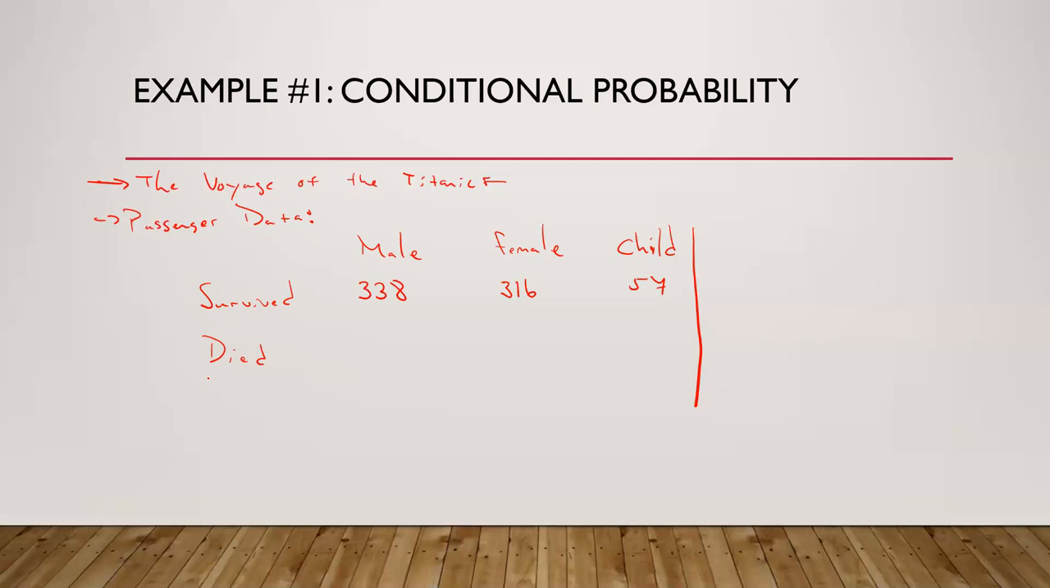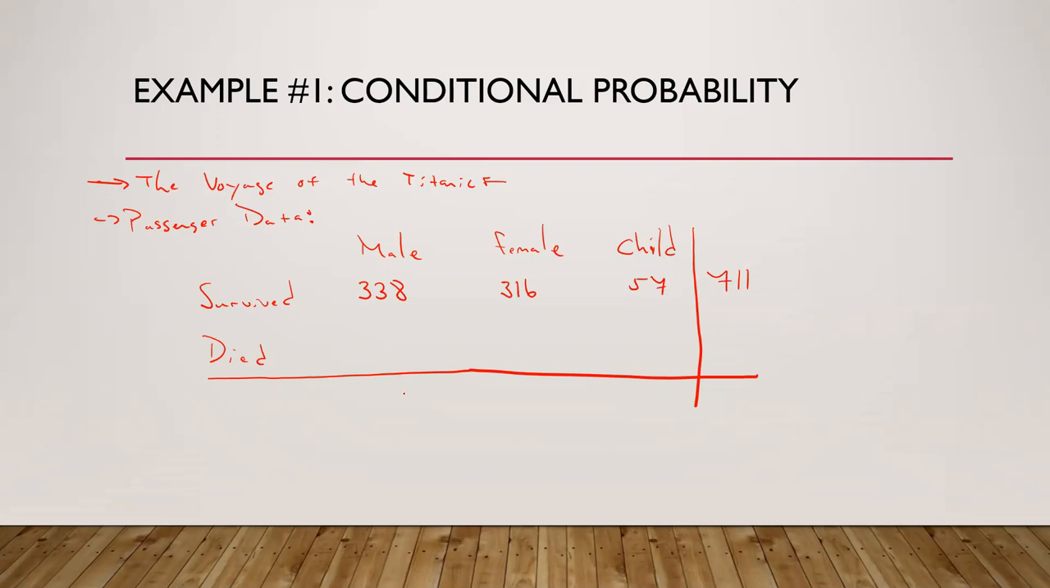Okay? If I wanted to find the total number of people who survived the Titanic, what would I do with these numbers? Would add them. Yep. So if you add these up, it turns out that 711 people survived the Titanic. Okay. Is anybody surprised by that number? When you think of the Titanic, you think almost everybody died, but does that seem like a lot of people survived? Yeah.